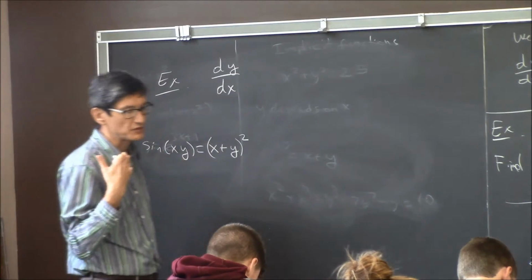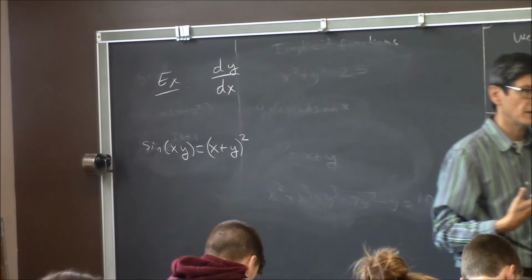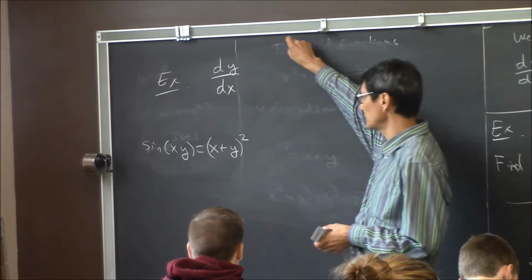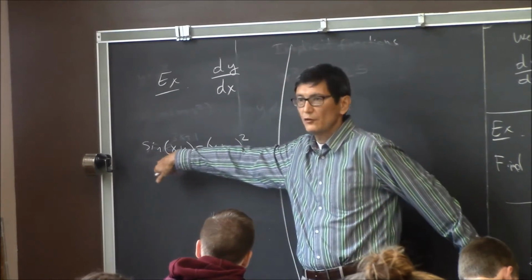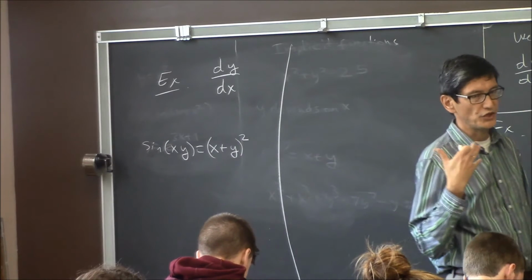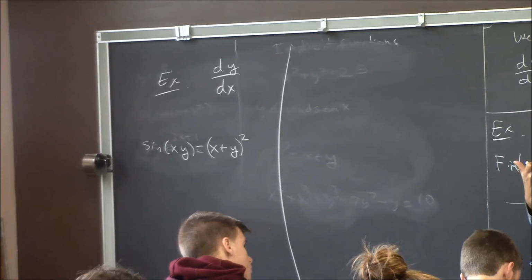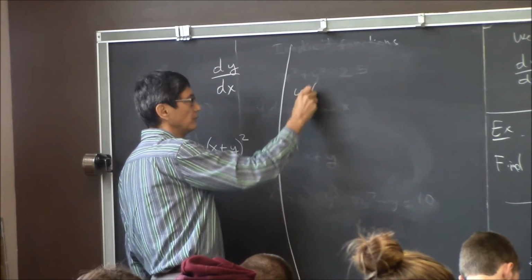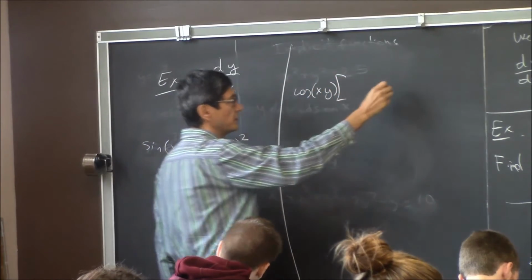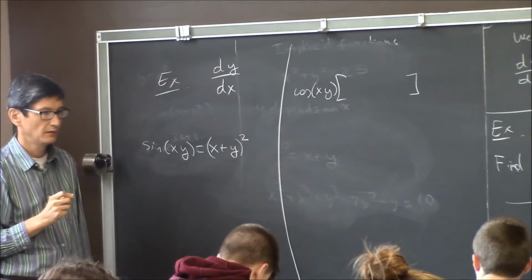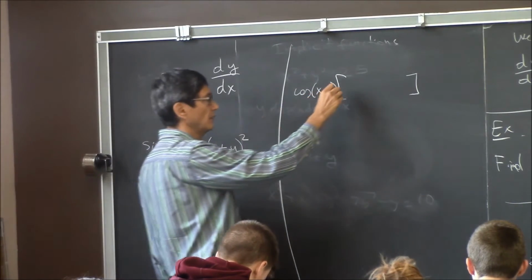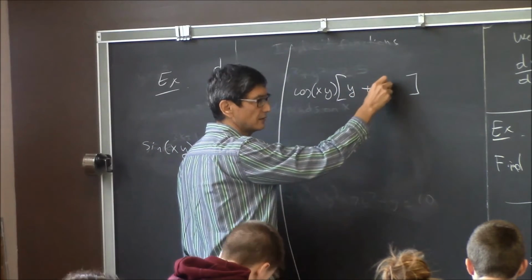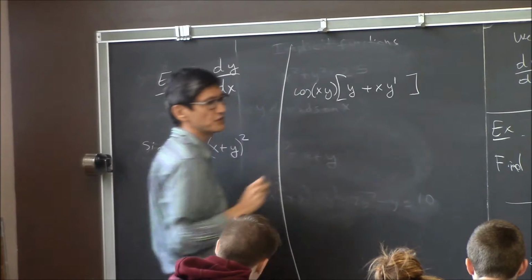So the strategy is still the same. We're going to take the derivative of both sides and solve for y prime. The idea is still the same; the calculation is going to be a little bit harder in this case. Sine of xy: we're going to be doing chain rule followed by product rule for the derivative inside. The derivative of sine is cosine of xy. The derivative inside is the derivative of x, which is 1, times y, plus x times y prime, because the derivative of y is y prime.